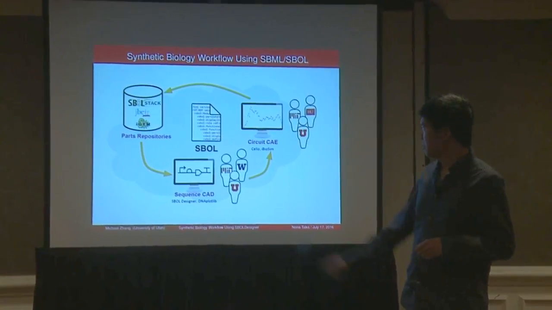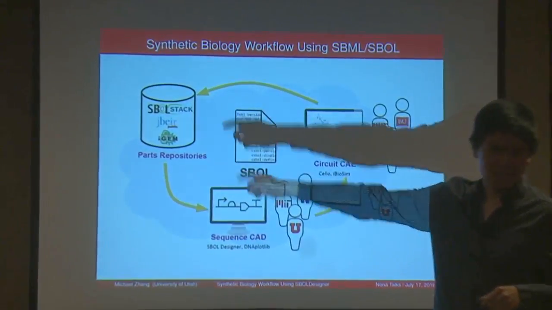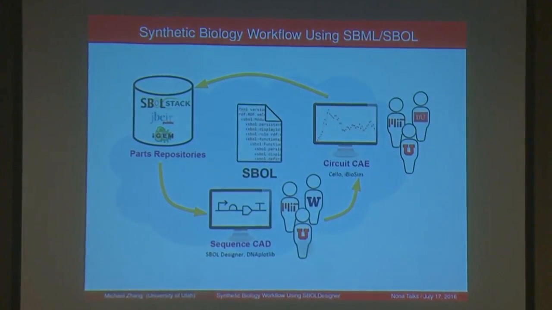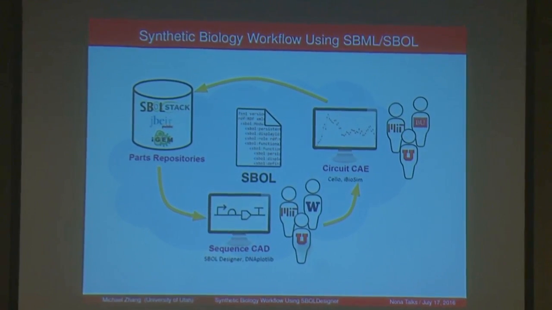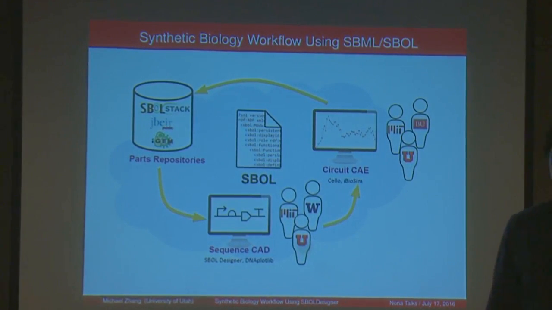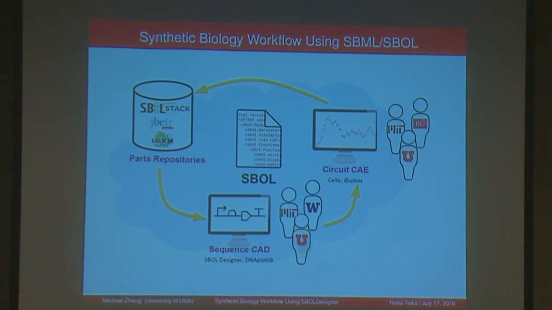So on the left, you see we have parts repositories. I'm sure you guys are familiar with some of them. So we have the JBEI repository, which is actually hooked up to ACS Synthetic Biology. We have the iGEM registry, and we have a new one called the SBOL Stack. And so we have parts in these registries, and then we need some way to connect them. So that is the job of sequence CAD tools. Examples of this are SBOL Designer and DNAPlotLib.